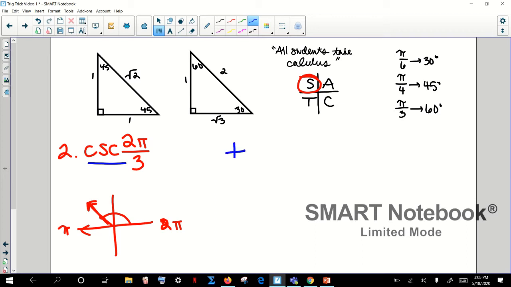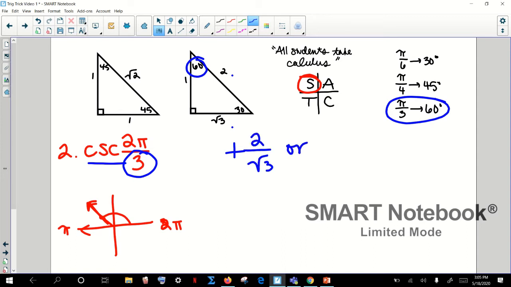That's the first step. My second step is to determine which degree angle I'm using. I have a denominator of 3, so it looks like we're going to be looking at 60 degrees. Third step, I'm finding the cosecant of 60 degrees using my special right triangle. Cosecant is the reciprocal of sine, so instead of doing opposite over hypotenuse, we're going to be doing hypotenuse over opposite.